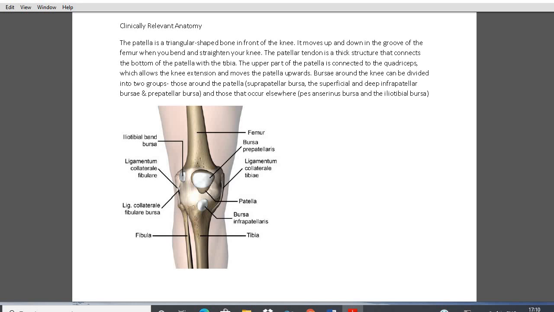In this picture you can see again the structures in the knee joint. You can see the femur bone, the tibia, the fibula, the articular cartilages of the tibia and femur, and the patella, and the surrounding structures: the ligaments, the meniscus, the retinaculum and the bursa. Here you can see the bursa prepatellaris, which is between the skin and the patella. Then you have the bursa infrapatellaris, which we will see in the next class.